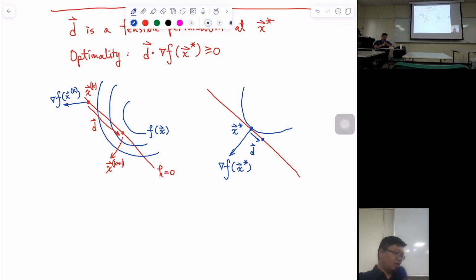Right? So in this case, do we still want this movement to be... do we still want these two angles to be larger than 90 degrees?